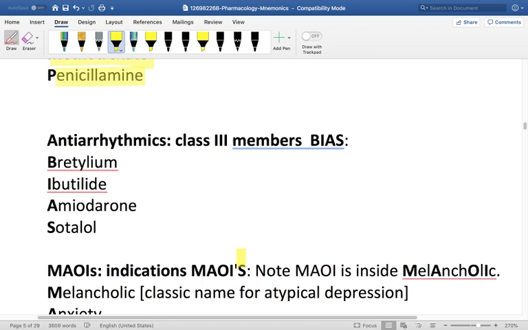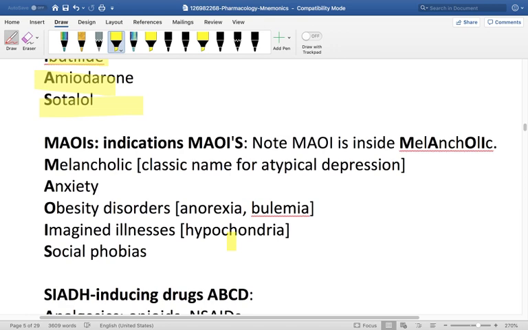Now, antiarrhythmics of class 3, what are they? Remember BIAS. Bretylium, ibutilide, amiodarone, sotalol are the antiarrhythmics of class 3.